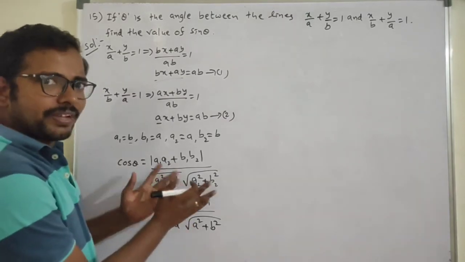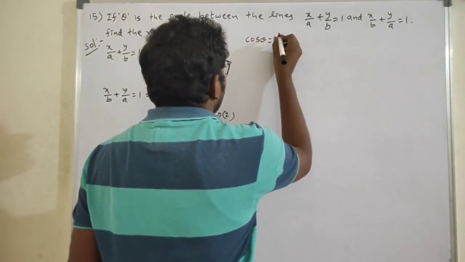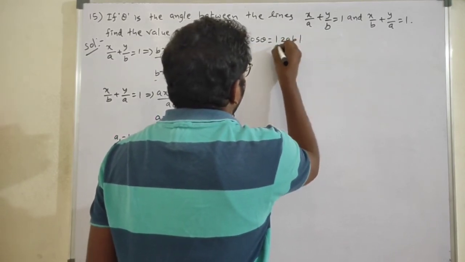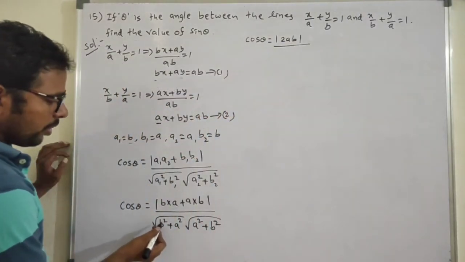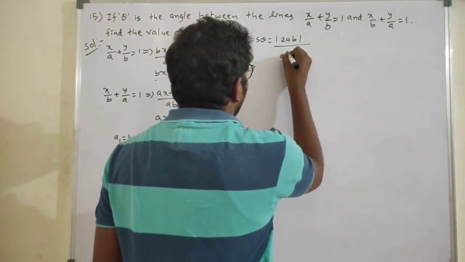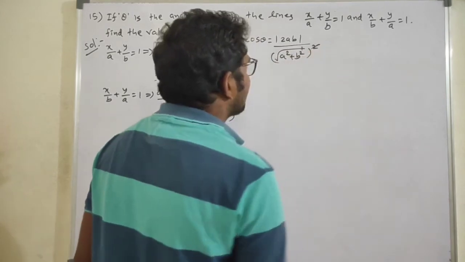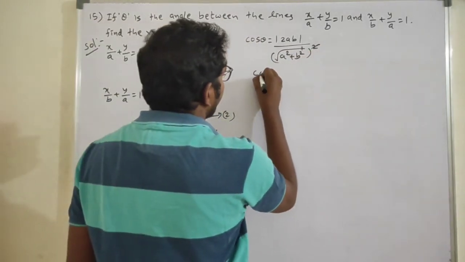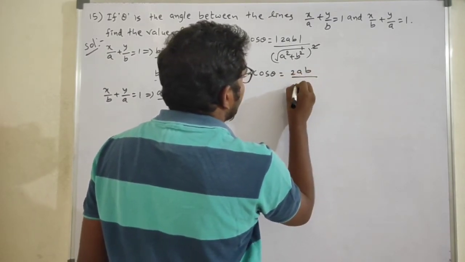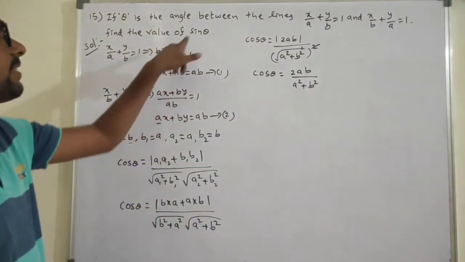Since the terms are positive, we can remove the modulus. So cos theta is equal to 2ab by root over (a square + b square), root over (a square + b square), which is (a square + b square) whole square under root. The square root gets cancelled. Cos theta is equal to 2ab by a square plus b square. This is cos theta. Now we have to find the sin theta value.